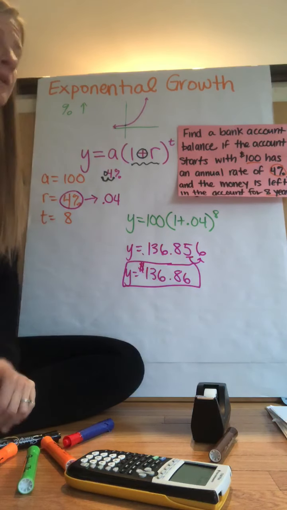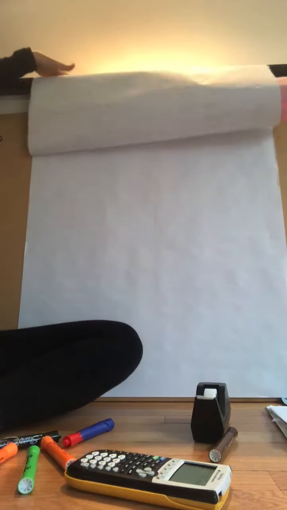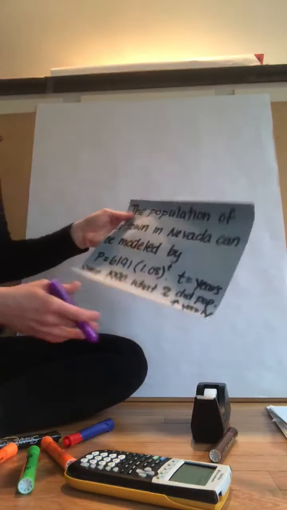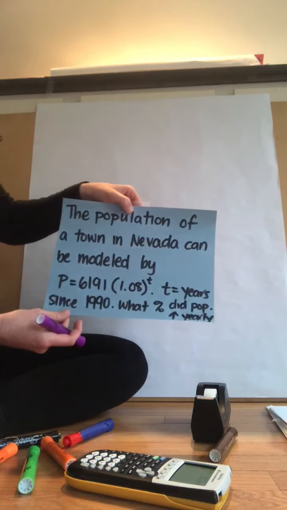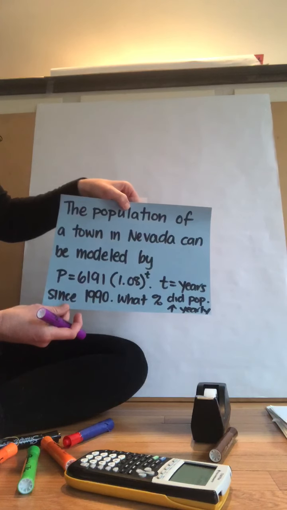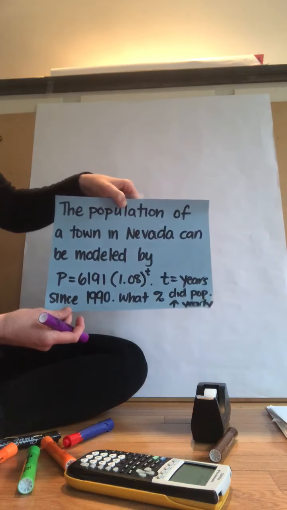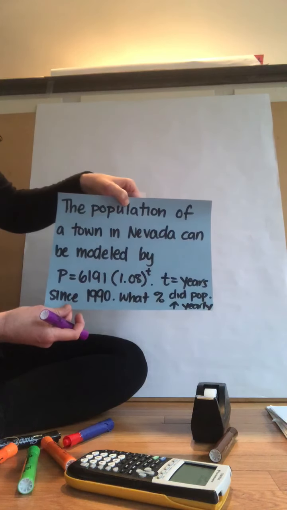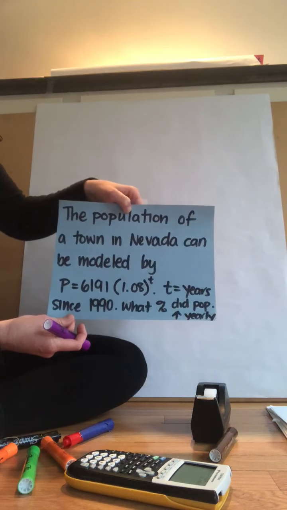I want to take a look at another problem because this one's kind of popular and I happen to like it quite a bit. So here I have an equation. The population of a town in Nevada can be modeled by P equals 6191 times 1.08 to the T power, and it says T represents the years since 1990. The question is asking, by what percentage did the population grow yearly?